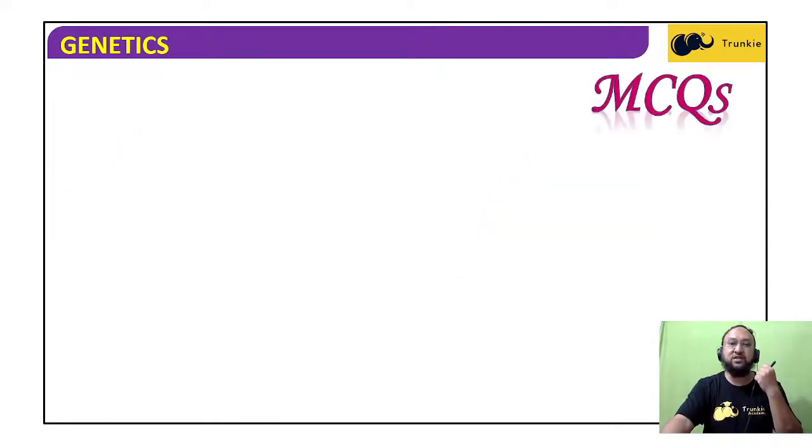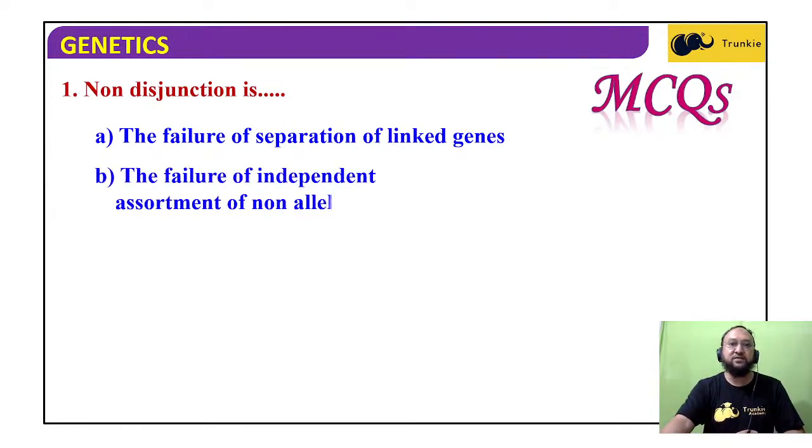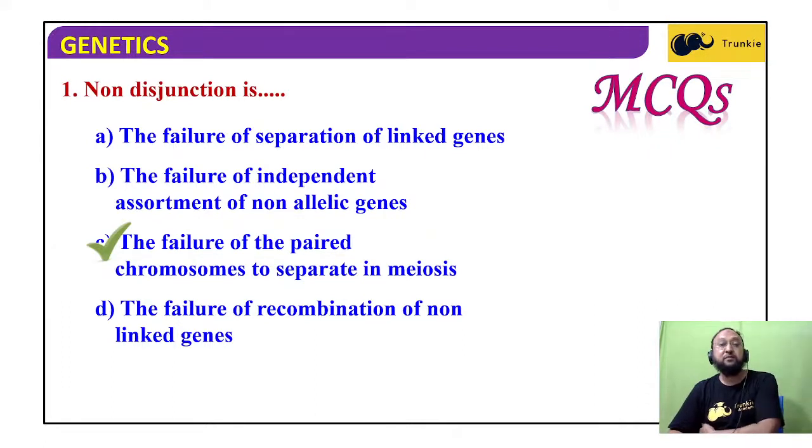Now we will go through some questions. Non-disjunction is the failure of separation of linked genes, or the failure of independent assortment of non-allelic genes, or the failure of paired chromosomes to separate in meiosis, or the failure of recombination of non-linked genes. It is the failure of paired chromosomes to separate in meiosis.